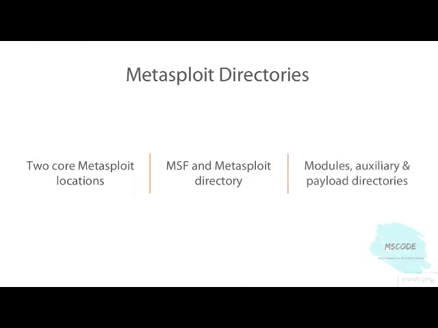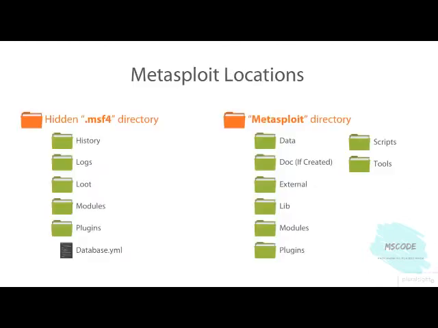and the folders. Inside those core directories are subdirectories that will contain the modules, the auxiliaries, and the payloads, as well as a whole bunch of other stuff that's part of the core building blocks of Metasploit. If we look at the .msf4 directory, the hidden one, this contains history, logs, loot, modules, plugins, and ultimately the connection to the database. The history file and the logs, for example, will contain a history of all the things that you've done, as well as any error logs that need to happen and be generated.